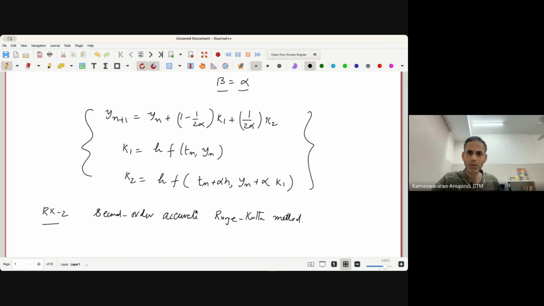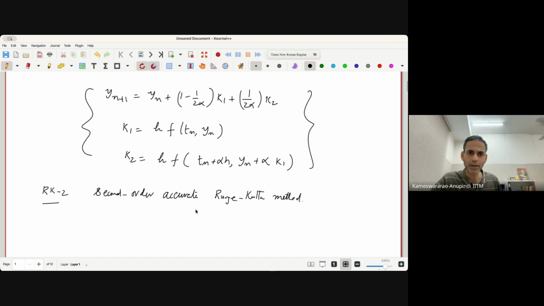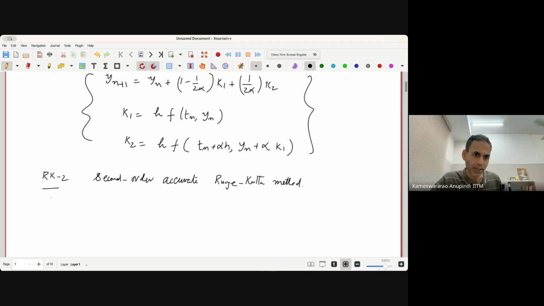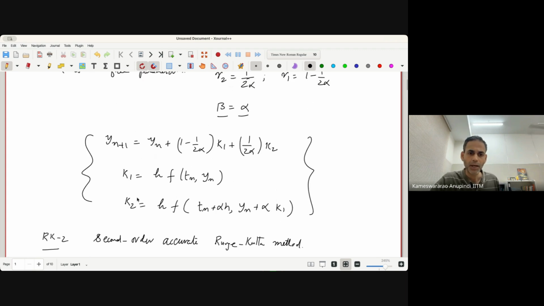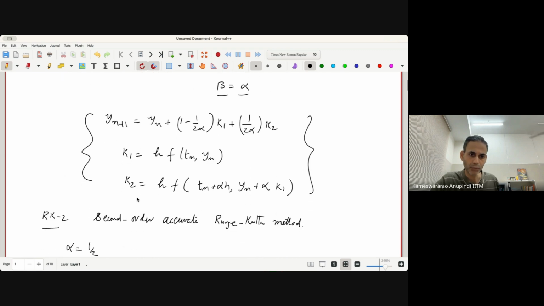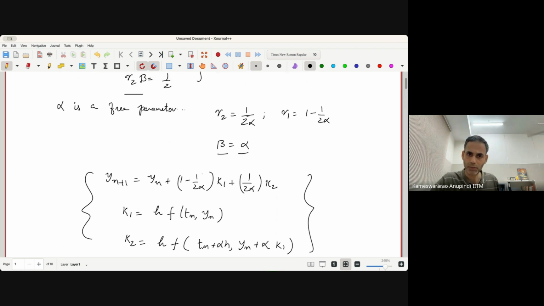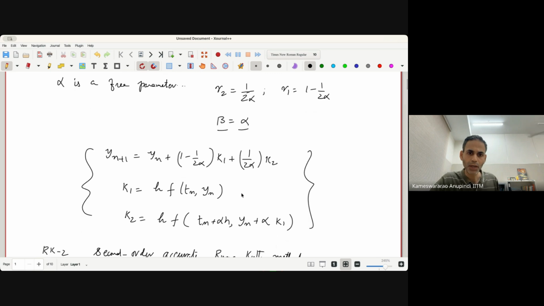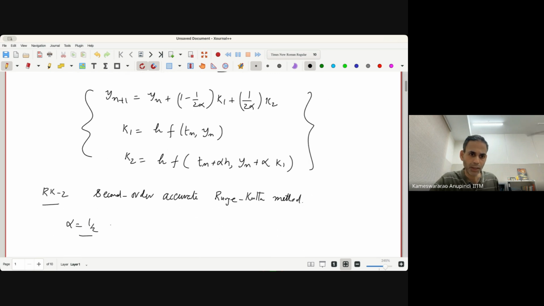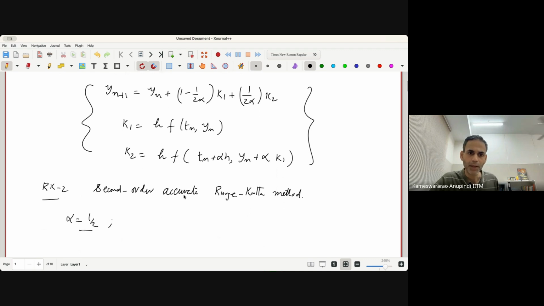So in general, the value of alpha is taken to be 1 by 2. Most of the time it is taken to be 1 by 2 in a general RK2 method. It is the most preferred value, in which case the k1 coefficient, gamma 1, will become 0, and only gamma 2 will survive, which is equal to 1. And this is usually written in a slightly different form in the RK2 method.